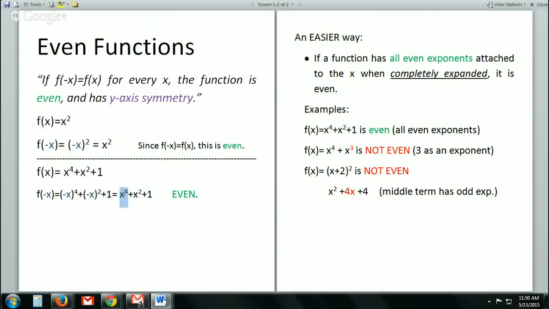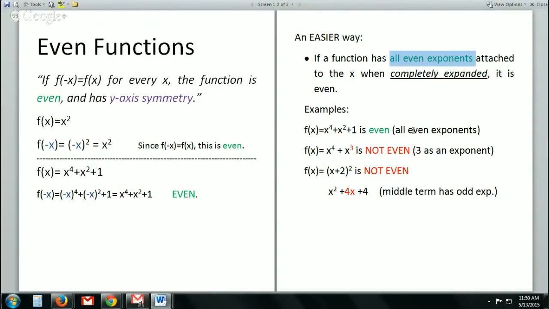Now, the function that we started off with is the same as what we got when we put negative x in for all of the x's. But that's an awful lot of trouble. Let's see if we can find an easier way to identify if something is an even function or not. For something to be an even function, it's going to have all even exponents when it is completely expanded, when it's been completely multiplied out.